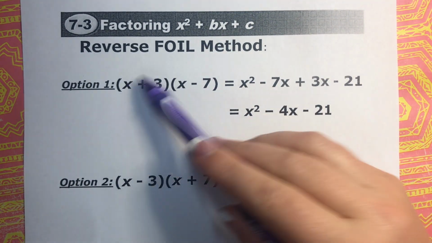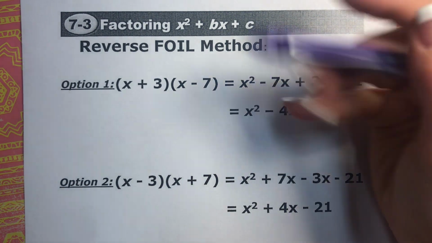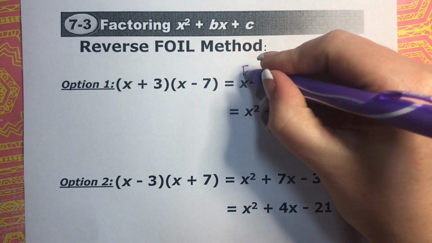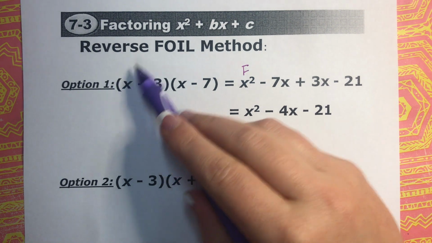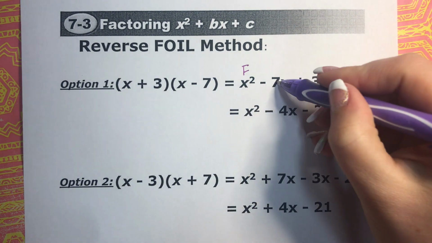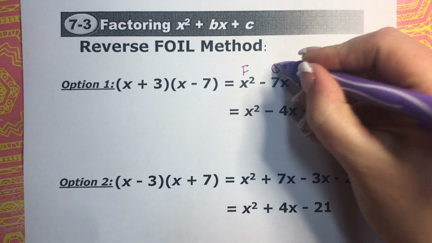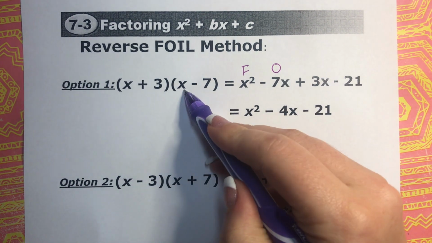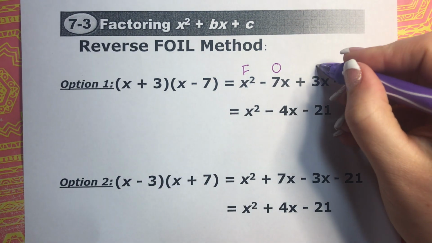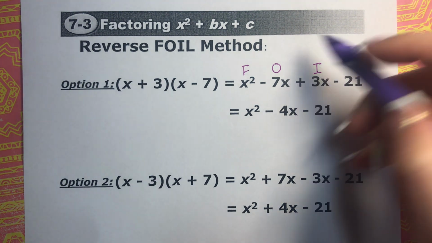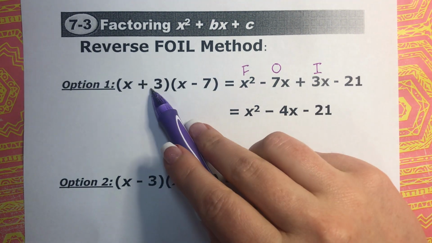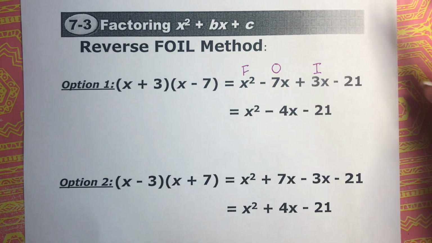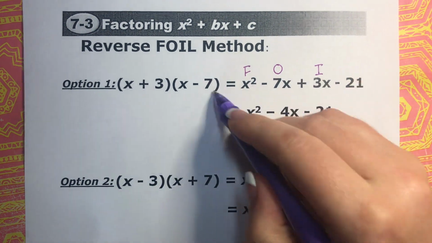This is our first. X times x is x squared, right? That's the first. The outside is x times -7, which gives us that outside. The inside, 3 times x, is a positive 3x. And then my last is 3 times -7, which gives me -21.